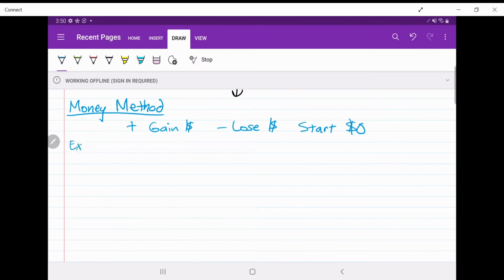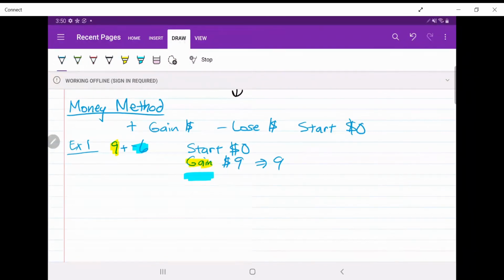So example 1, 9 plus negative 6. First off, we need to start at $0. And then the 9 means we are gaining $9. So now we have 9. Then the negative 6 shows that we are losing $6. So if we're at $9 and then we lose $6, we're left with $3.